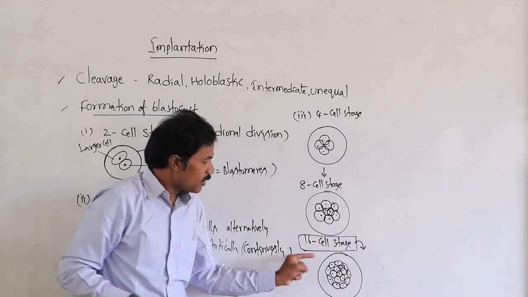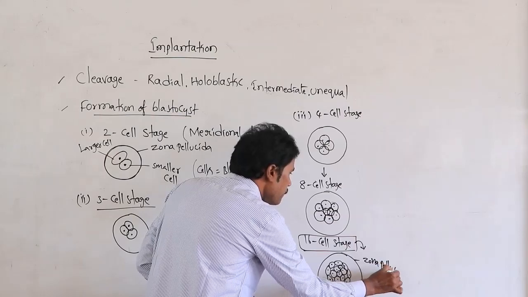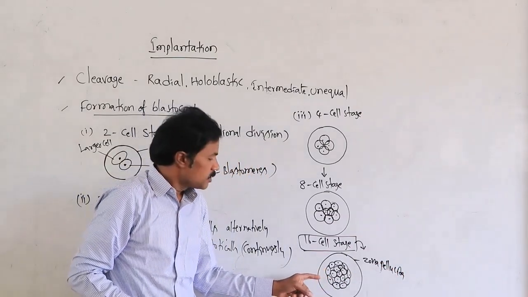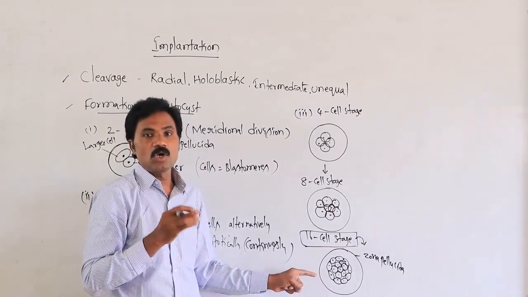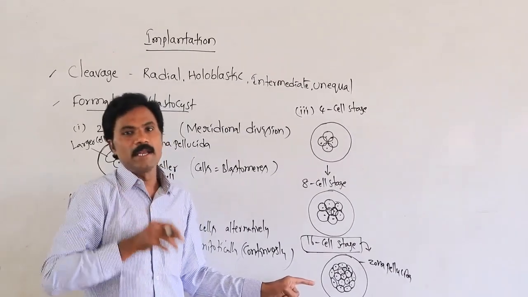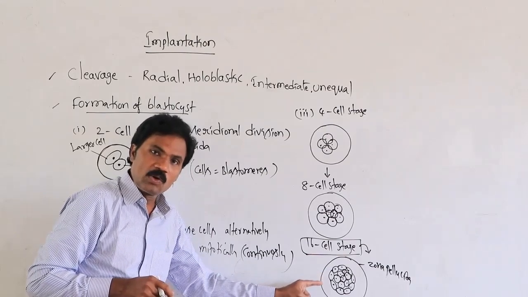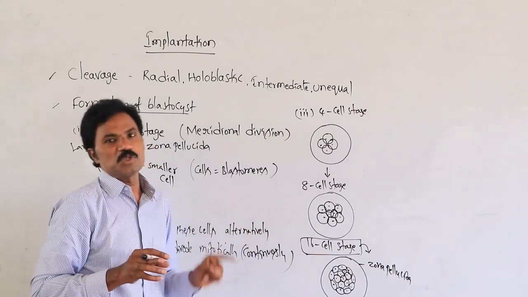Whenever the outer layer is the zona pellucida, the inner part is present inside it. So it is a solid ball-like structure. It looks like a little mulberry. That's why it is called the morula stage.